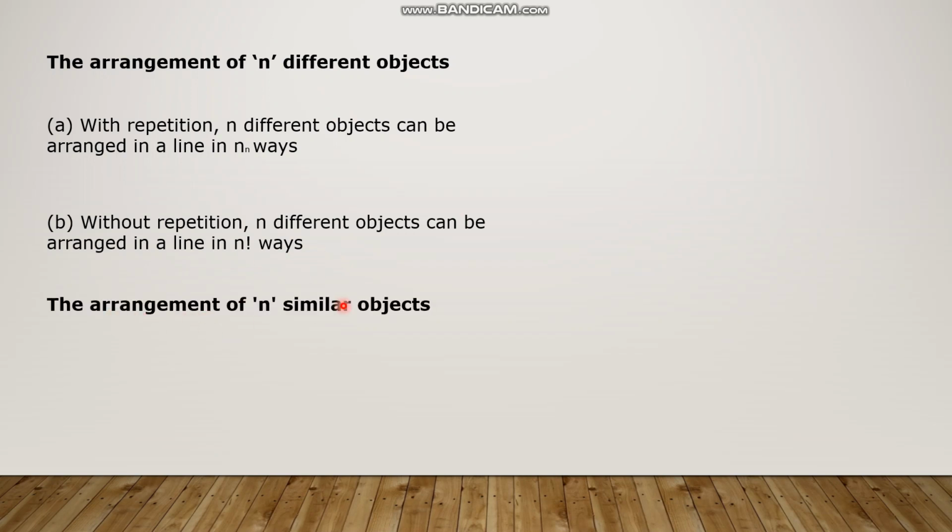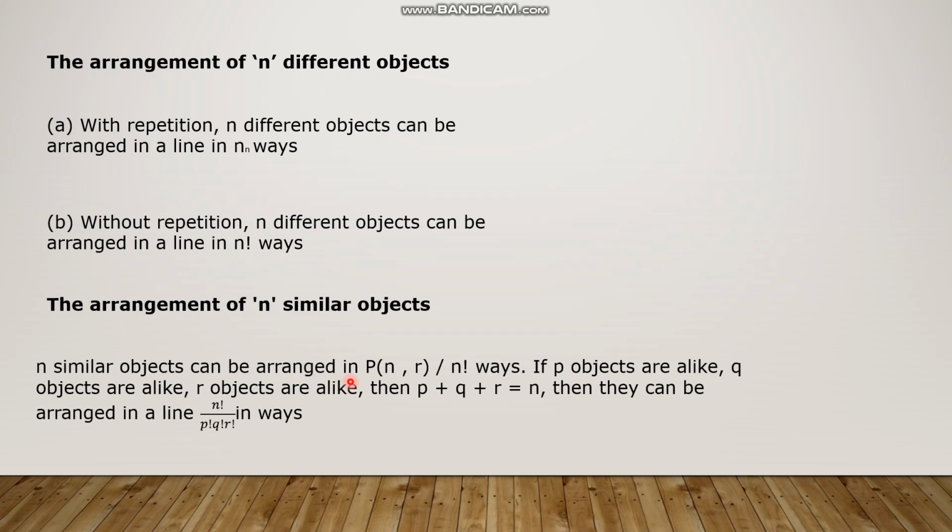And the arrangement of n similar objects. This can be arranged in nPr by n factorial ways. If p objects are alike, q objects are alike, and r objects are alike, then p plus q plus r will be equal to n. Then they can be arranged in a line in n factorial by p factorial into q factorial into r factorial ways. The idea is very simple. If a number is repeated, we have to divide by its factorial. So however many times it is repeated, that should be divided by a factorial.